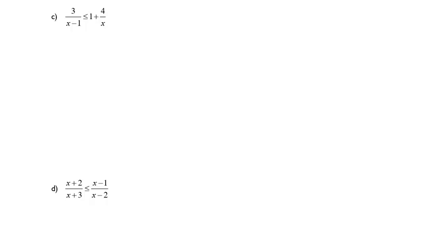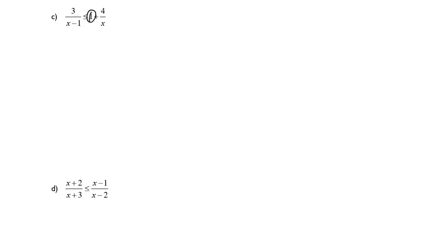Welcome back to part 4 of inequalities. In the last video here, we're going to look at two last types of inequalities that are just a little more complicated. The first one here is C. We have 3 over x minus 1 is less than or equal to 1 plus 4 over x. Notice that we have two different denominators here, and there are two terms on the right side here.